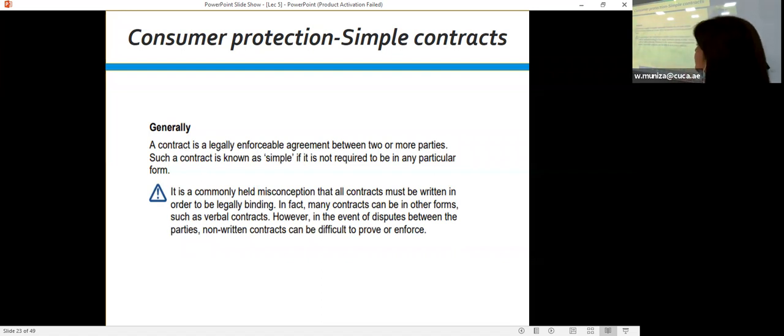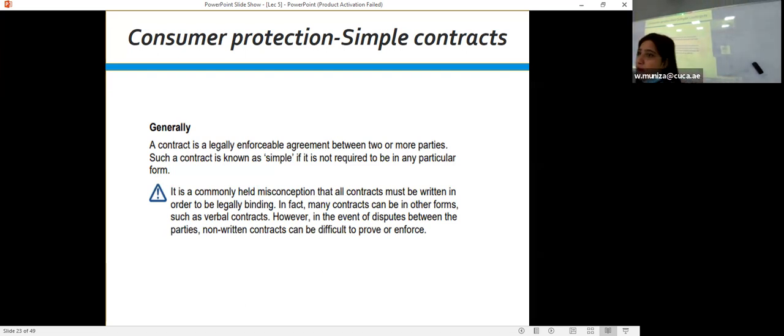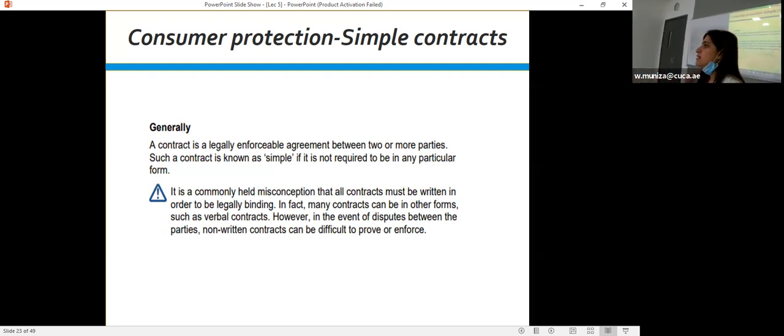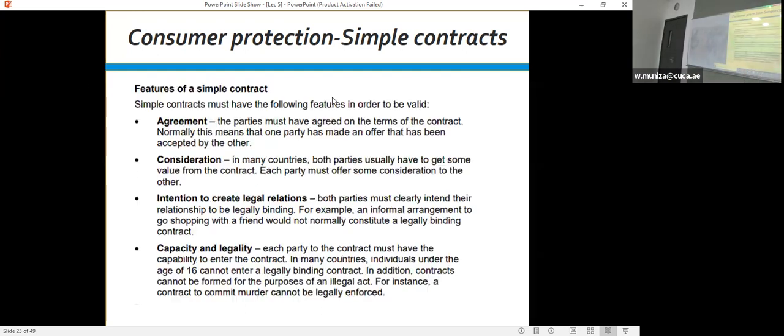It is a commonly held misconception that all contracts must be written in order to be legally binding. In fact, many contracts can be in other forms, such as verbal contracts. However, in the event of disputes between the parties, non-written contracts can be difficult to prove or enforce. So if a contract does not follow any particular form and is not always written, it is known as a simple contract. So what is a contract? An agreement between two parties which is enforceable by law.